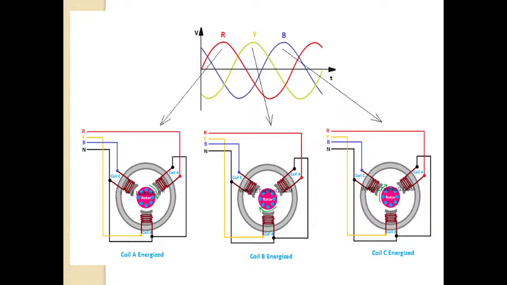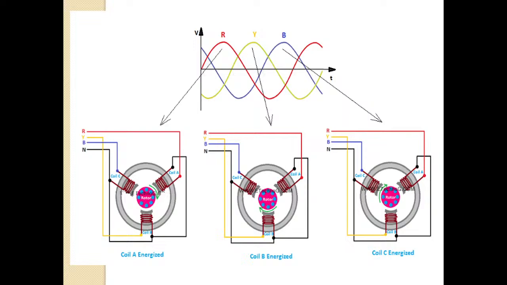Since the rotor windings are short circuited here, similar to your transformer, what will happen? Current will start to flow through the rotor windings. In your transformer, current will start to flow through the secondary winding. Similarly, here also current will start to flow through the rotor windings.